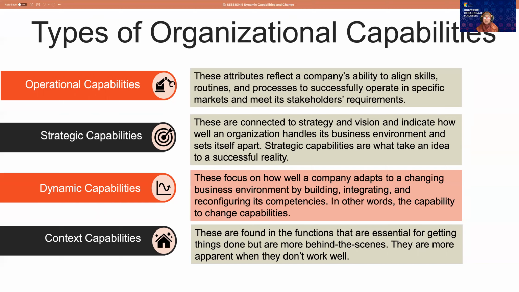And finally, contextual capabilities, which are found in the functions that are essential for getting things done but are more behind the scenes. So these might be at the lower level. They are more apparent when they don't work well, but when they work well, you cannot see them.